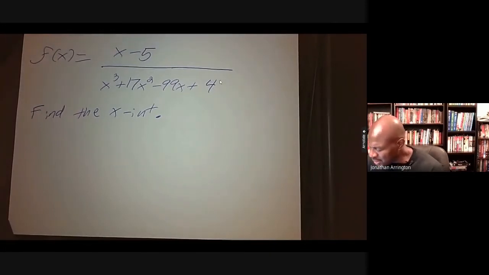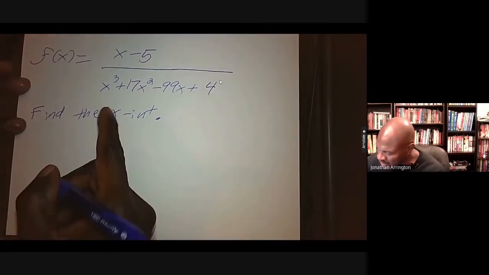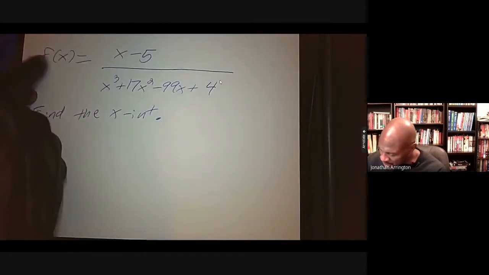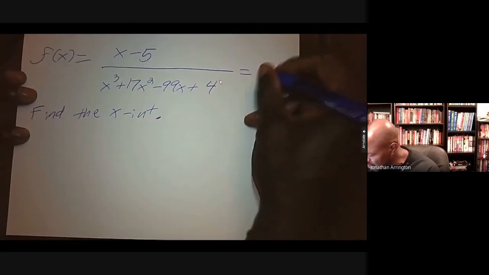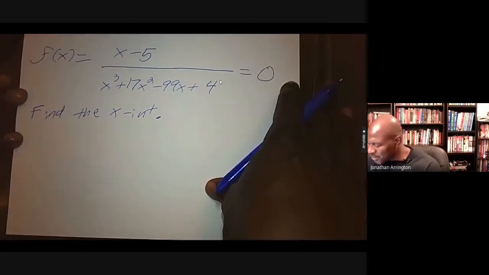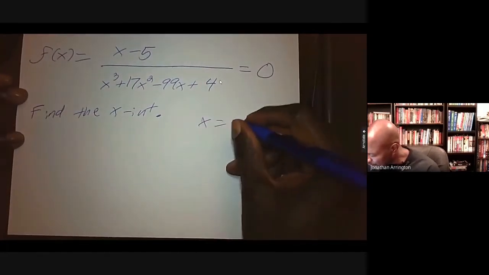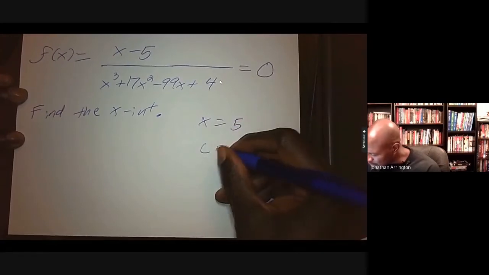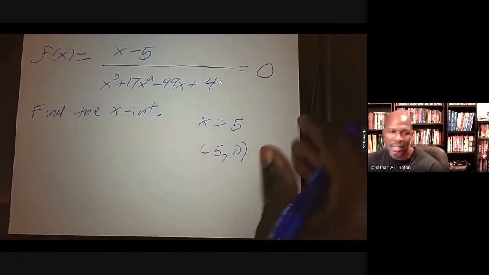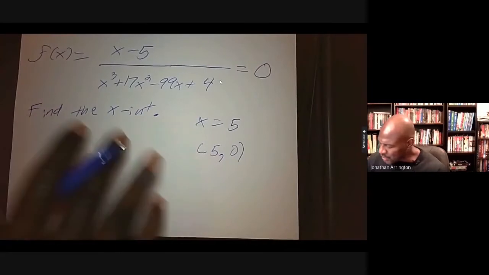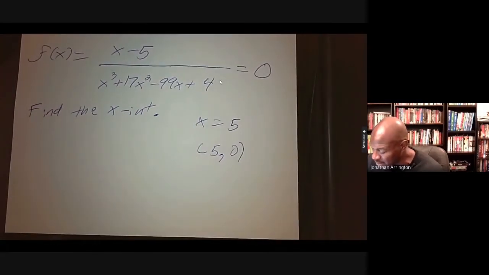So the question is, how do I solve this? Well, I want to find the x-intercept, so I'm going to set y equal to 0. So y is f of x. So basically, I'm just going to set the function equal to 0 and solve. Okay, so the solution is 5. So the x-intercept is (5, 0). Now I'm going to explain, but I just wanted to write that so fast because really it's that simple.